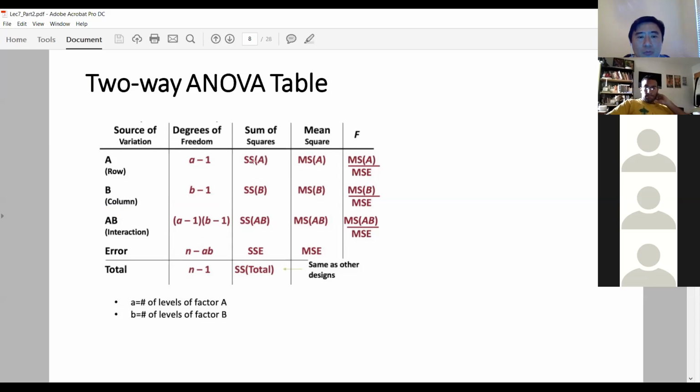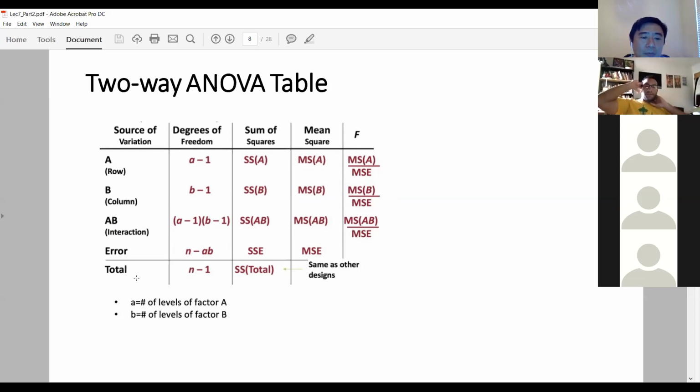And then, because we do the partition of the sum of squares, we have the total sum of squares. The partition of the total sum of squares gives the sum of squares explained by factor A, which is the SSA, and also the sum of squares explained by factor B, which is SSB, and also the sum of squares explained by the interaction of A and B. And then we also have the degree of freedom. The reason we need the degree of freedom is that we need to calculate the mean square error, and also the F-score.